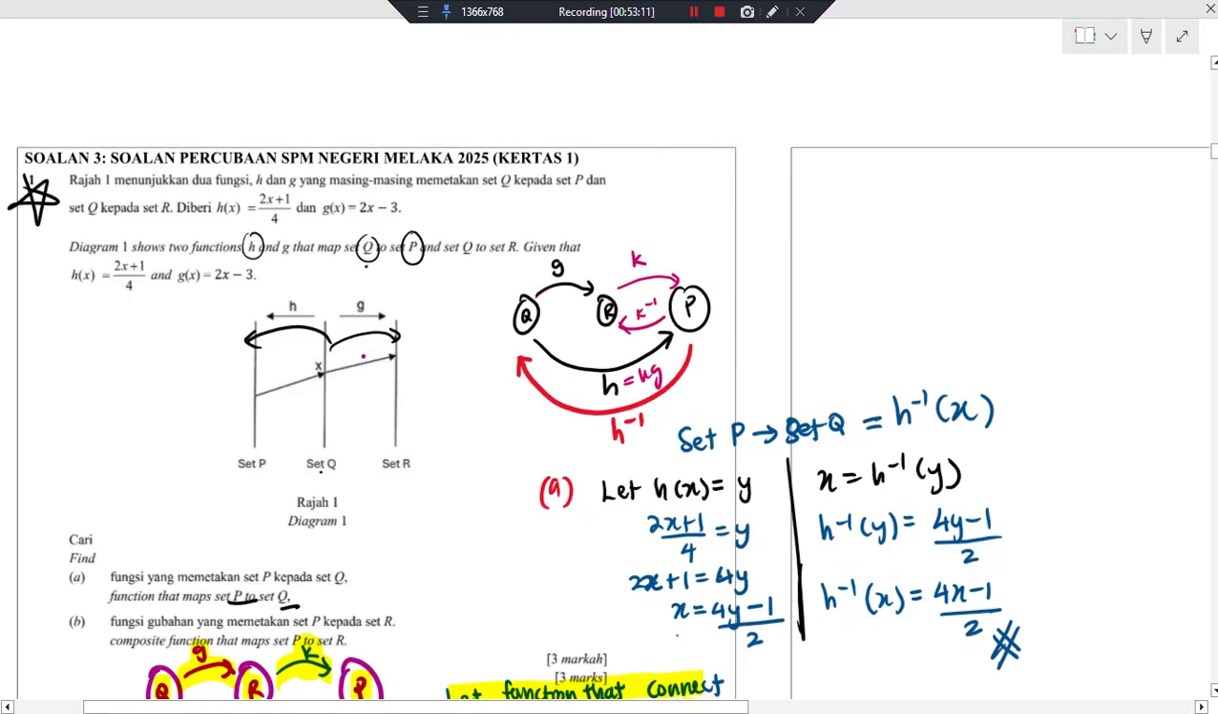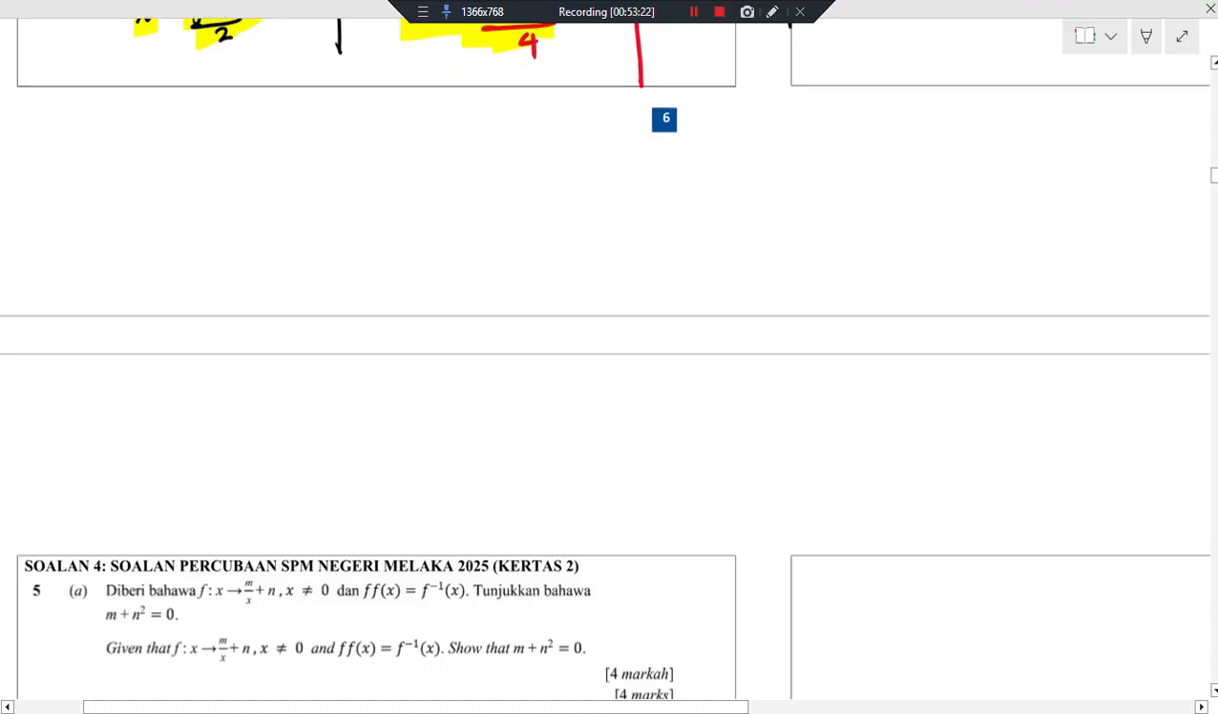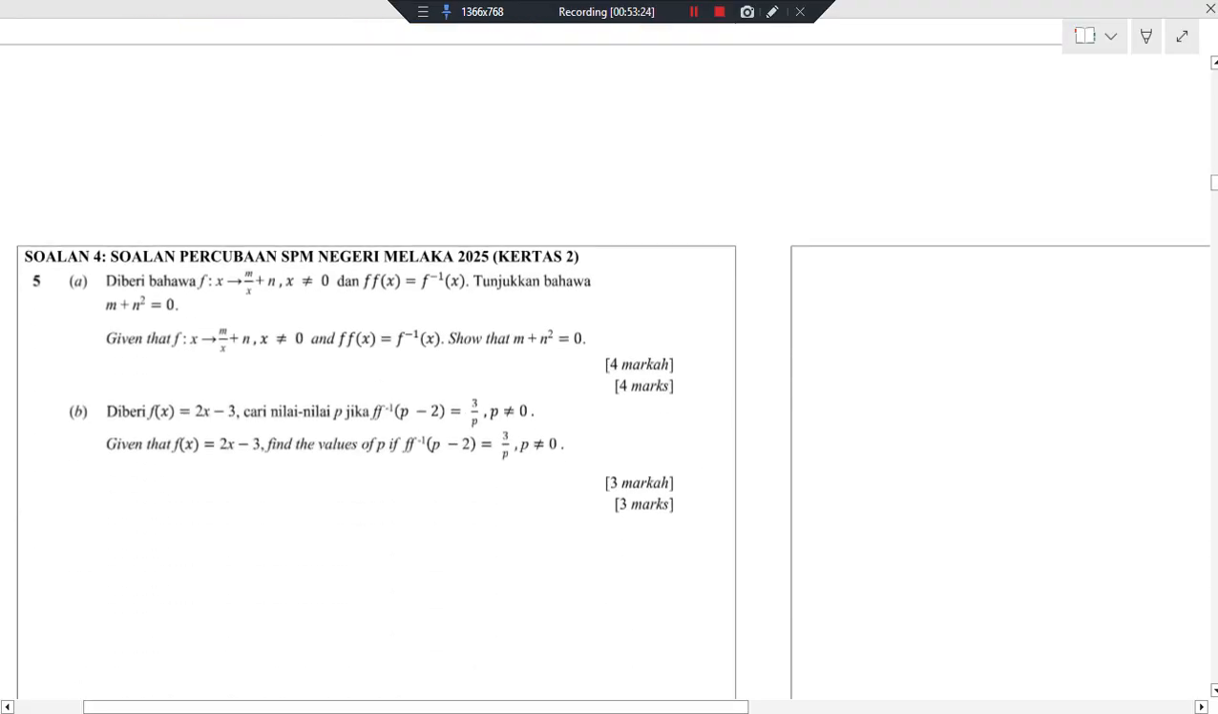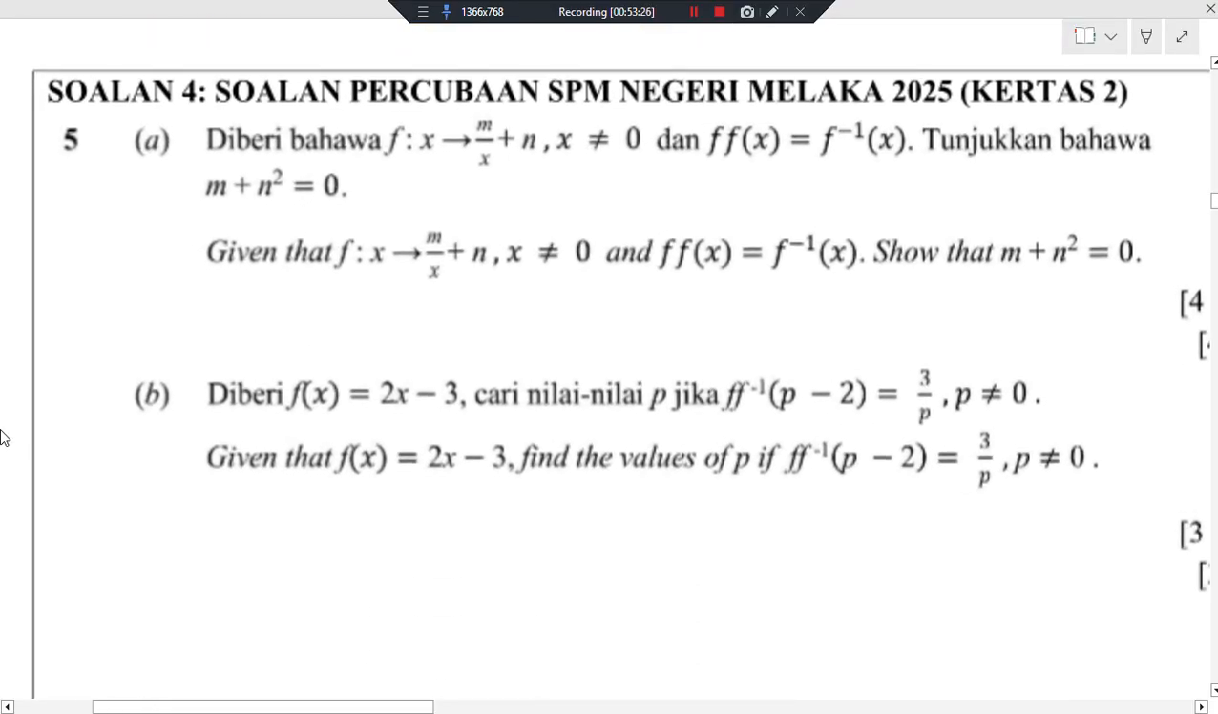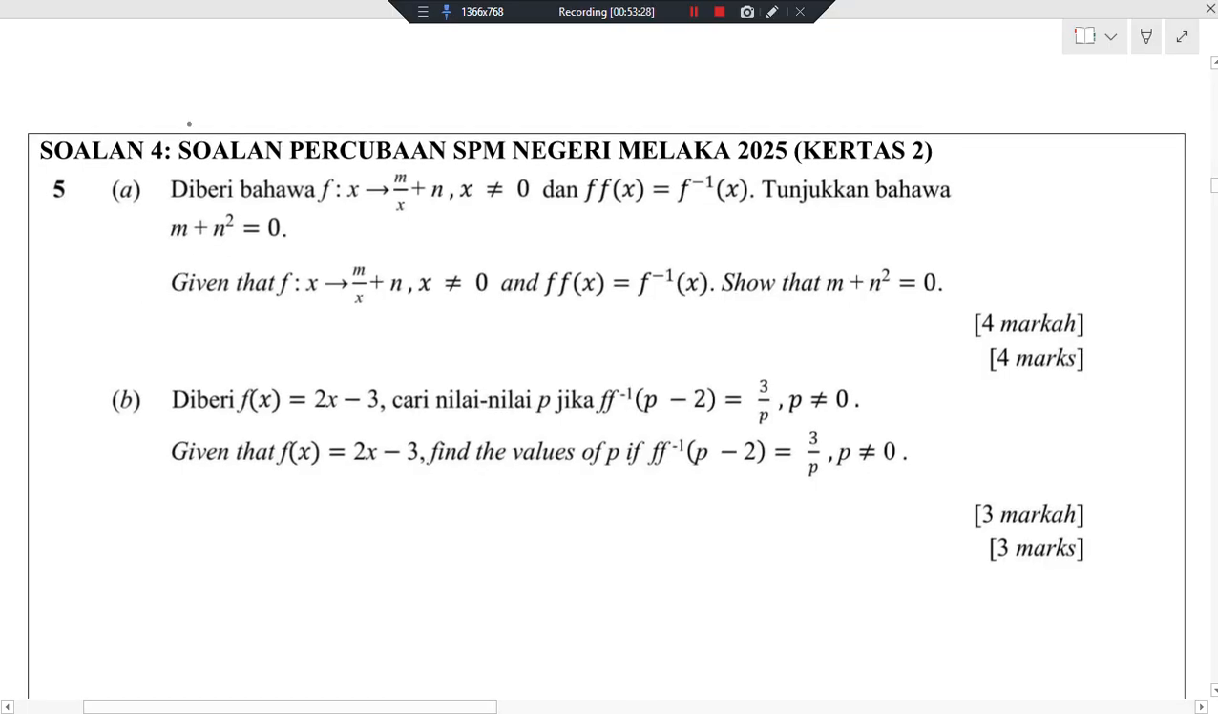Soalan nombor 4. Kertas 2. Okay, dia keluar dalam kertas 2 lah. Kalau kertas 2, dia akan keluar dalam section A, where you need to compulsory to answer. So, given that fx is equal to m over x plus n and x cannot be equal to 0. Okay. This one okay. Fx is equal to f inverse x.